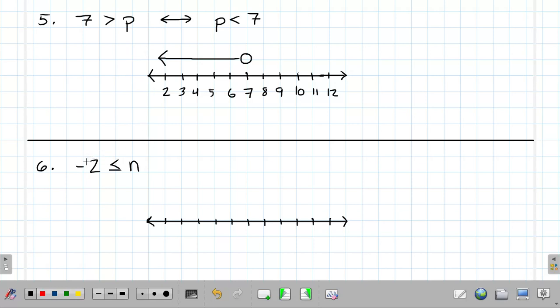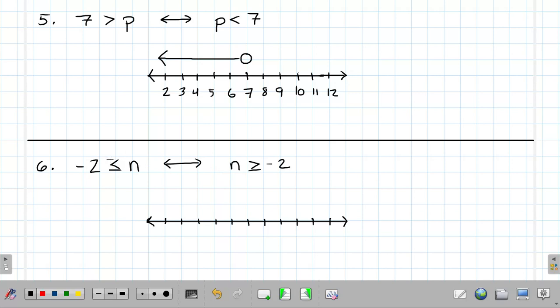But if we look at number 6, -2 is less than or equal to n. Well, that means -2 is always less than, or it could be equal to n. That means n has to be bigger than or equal to -2. And that's exactly what we can write if we want to write it like we're used to here. But we do have to remember, if -2 is less than or equal to n, that means n is greater than or equal to -2. Okay? So either one of these will work.